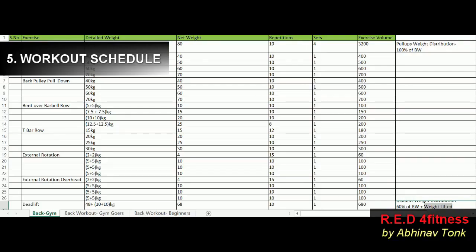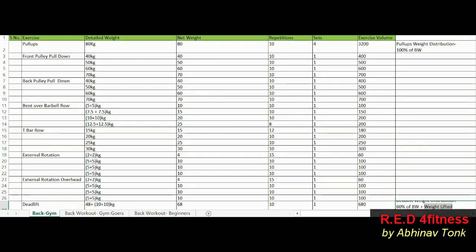Now let me show you how we will design the workout schedule for gym goers as well as for beginners. This is a sample set of exercises for a person of 80 kg weight who goes to the gym and is doing his back workout. These are sample exercises with the net weight lifted in each exercise plus repetitions and sets.